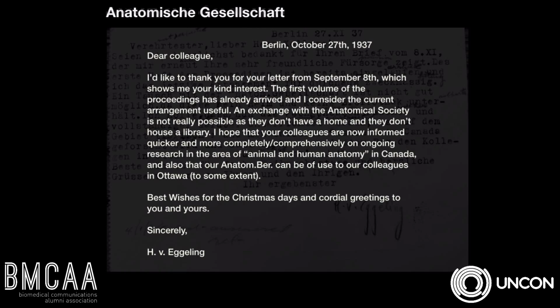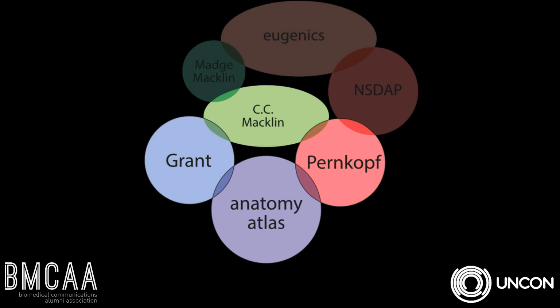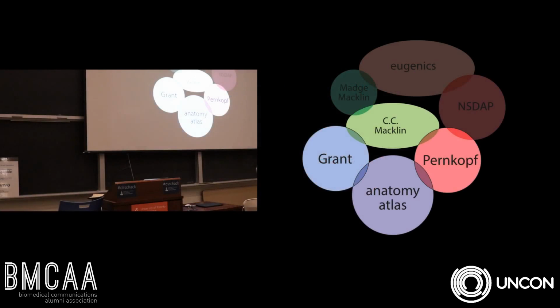So he continued to be in touch with them. And then, of course, shortly after the war started. And that's pretty much where the story ends for me, because now the books were underway. Pernkopf was already working on his atlas, and Grant, of course, started during the war, so there would be no more communicating about that. So anything that Grant and Macklin did after the war is not really that relevant.